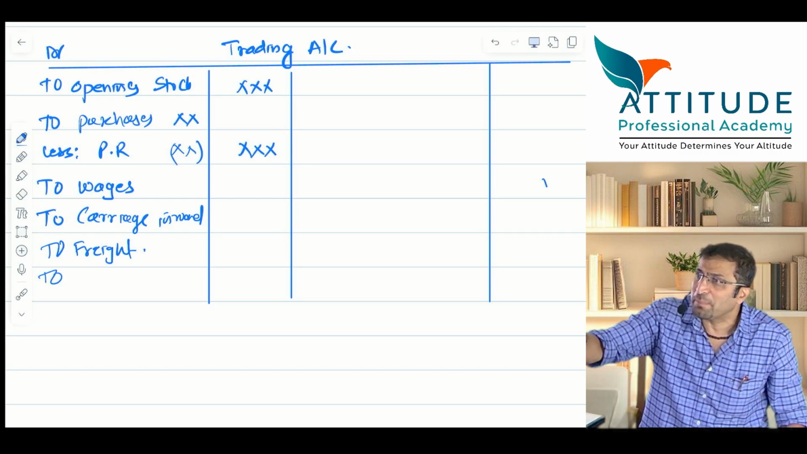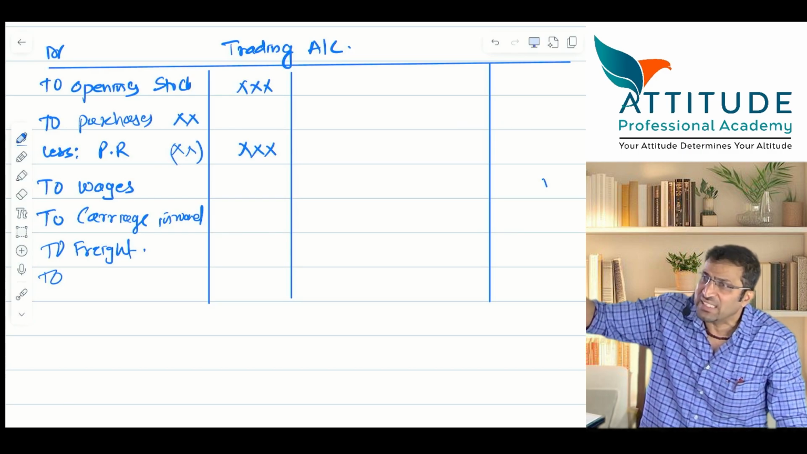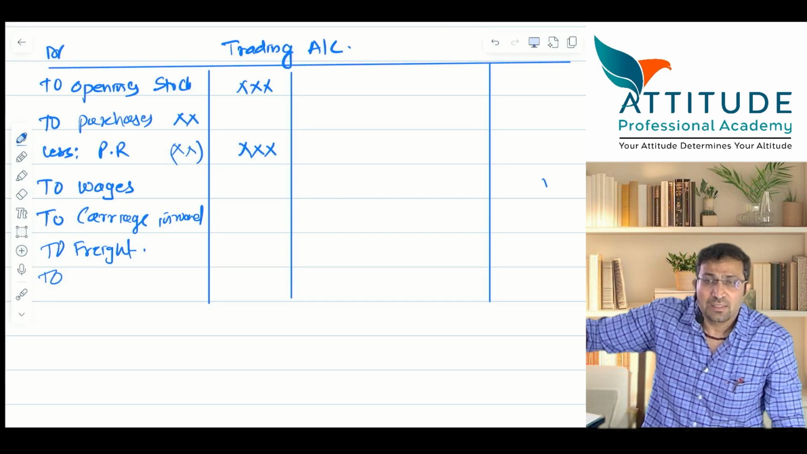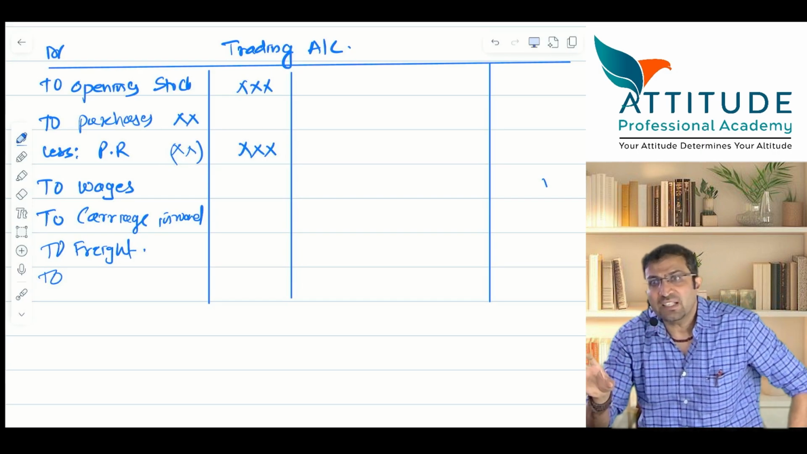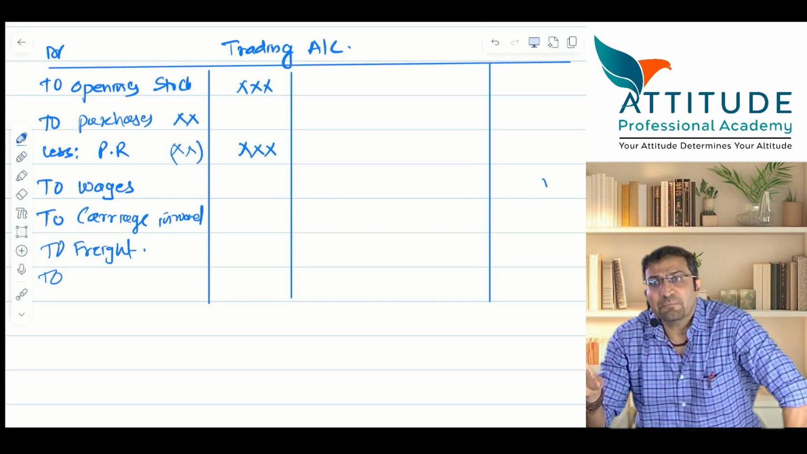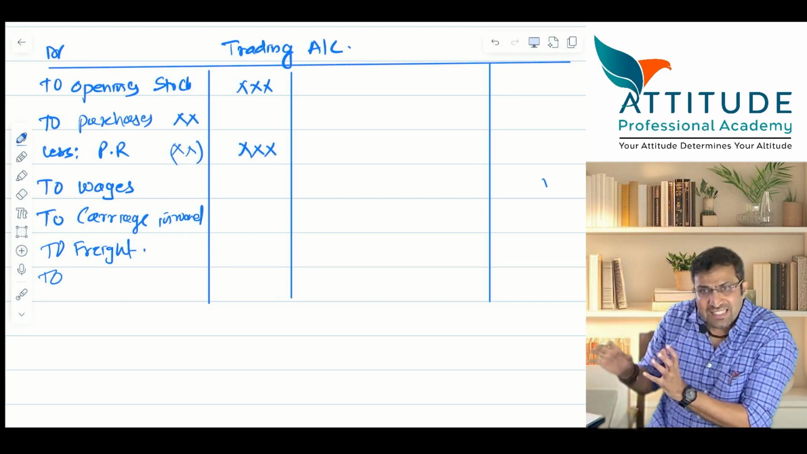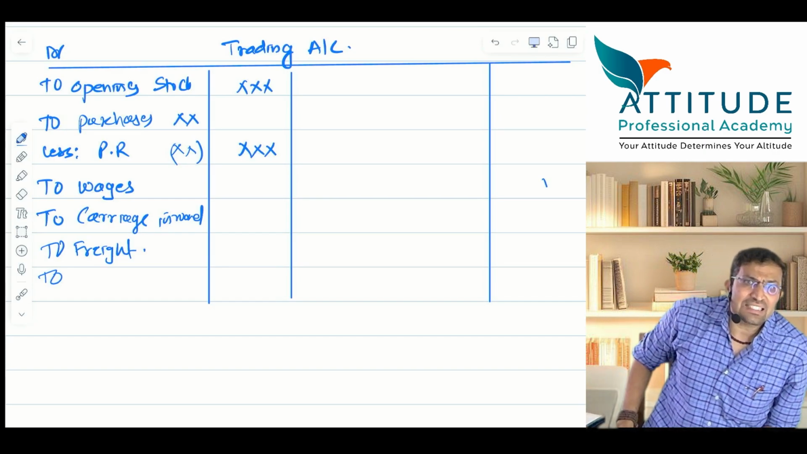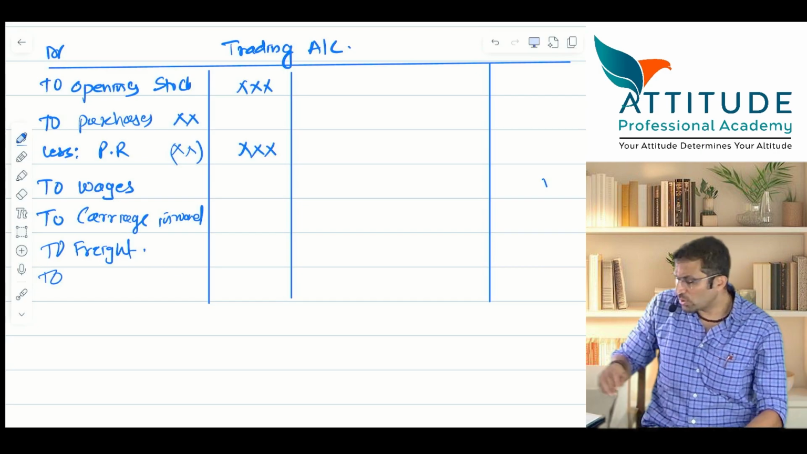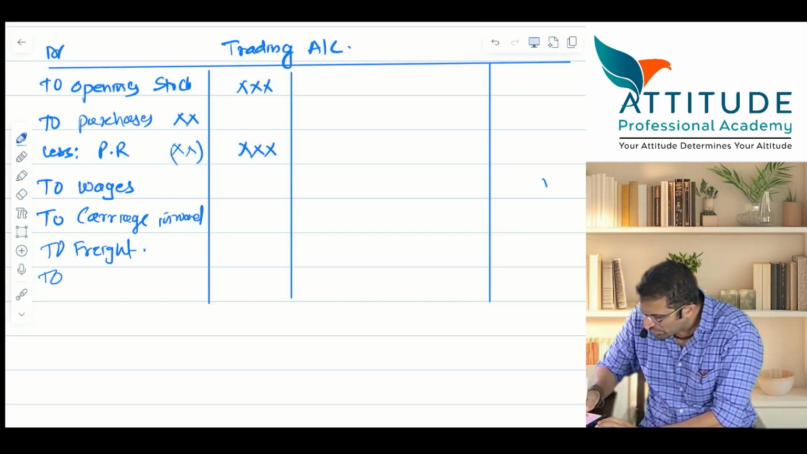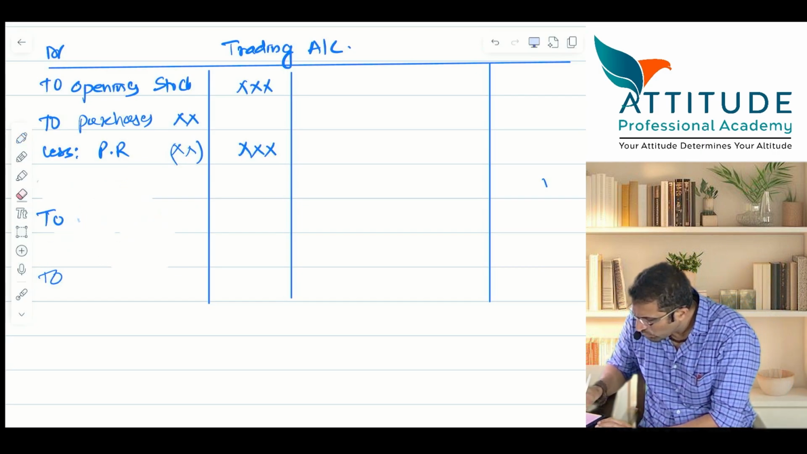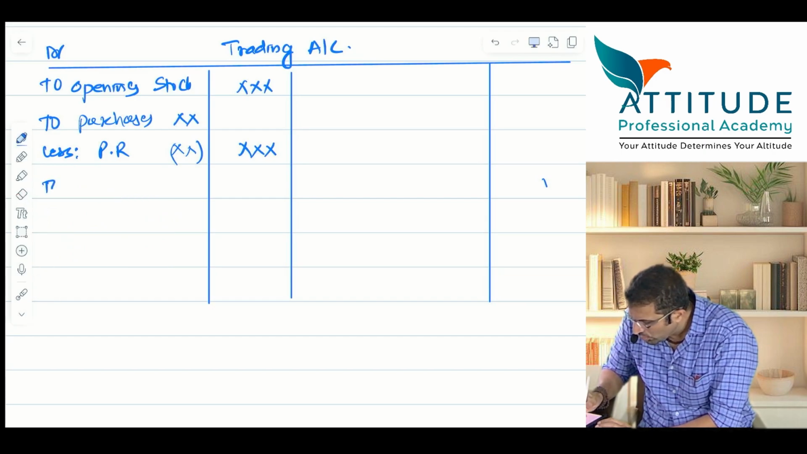One thing you remember, for the balance sheet there is a format. For companies it is a different format. For non-companies also there is a different format. Is that clear? We will see later what the format is, but try to understand these are the things. So tell me, in the trading account you will have what expenses? Direct expenses.